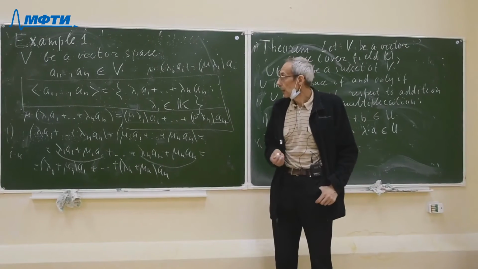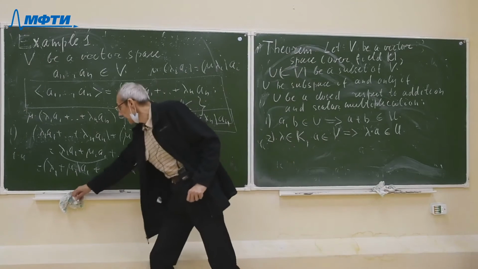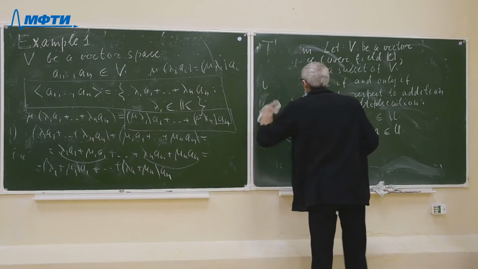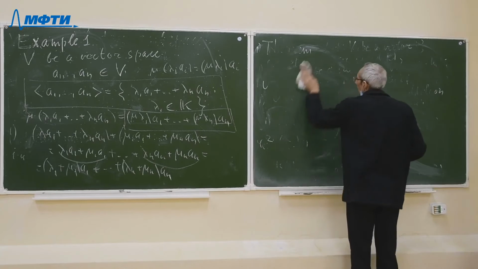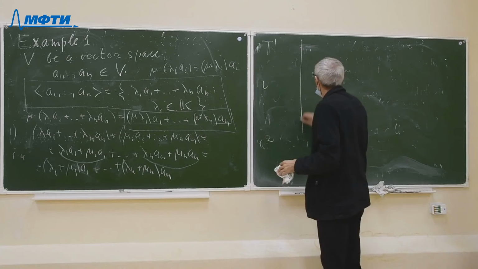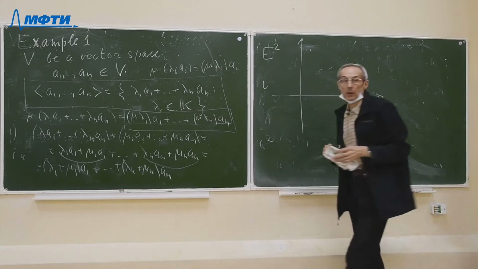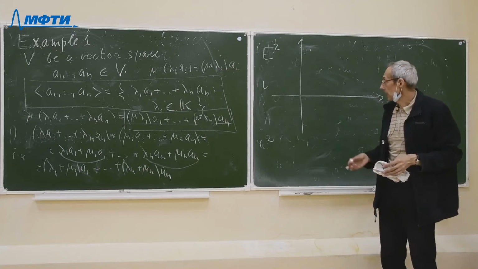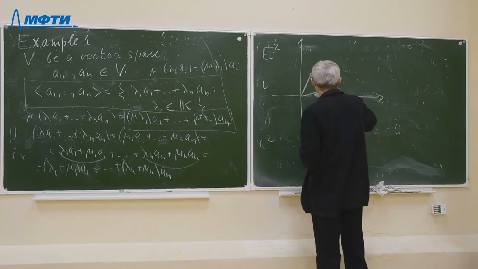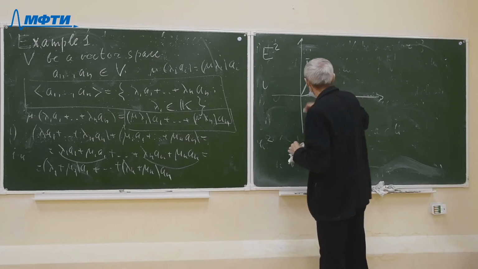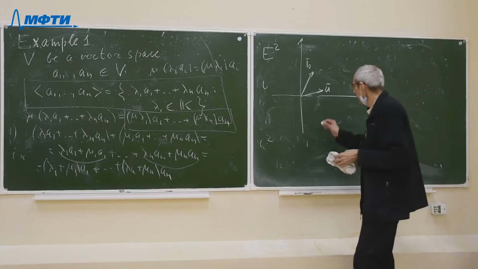What does it mean geometrically? What is the geometrical interpretation of the linear span? Let's consider the example of the geometrical vector space E2, the plane, and let A and B be two vectors in the plane. What does their linear span mean?